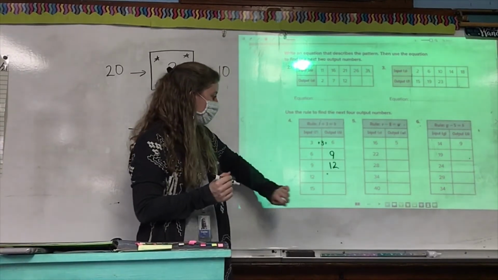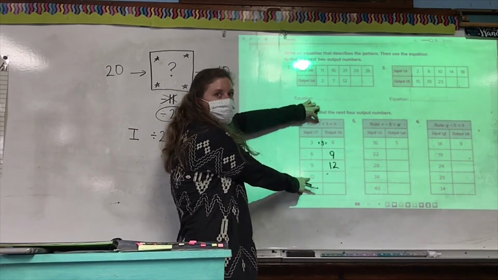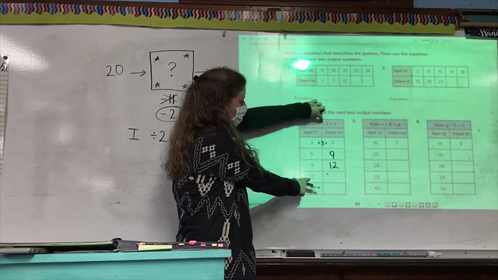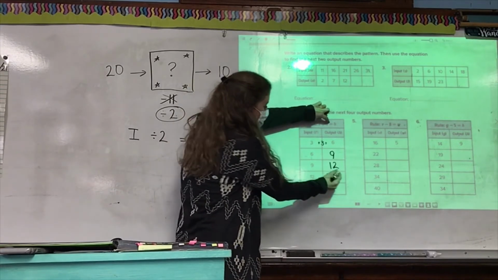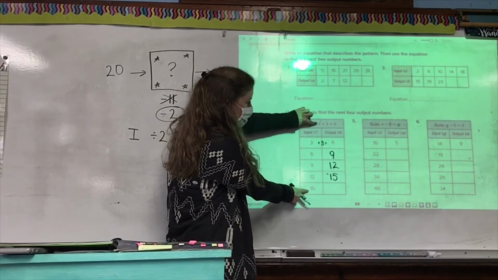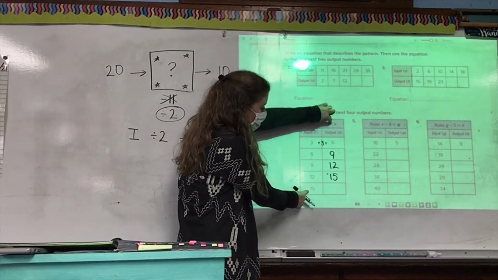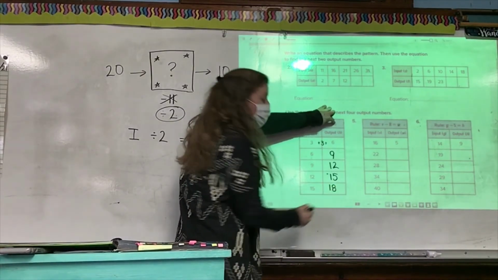12. Next, we have 12. Tell me the equation. 12 plus 3 equals 15. Last one, tell me the equation. 15 plus 3 equals 18. Very good.